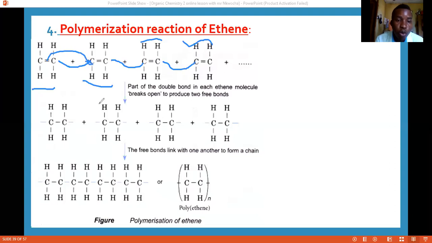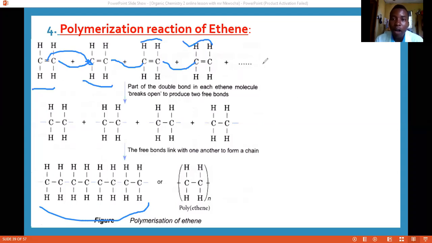So the double bond is broken. That's why you can see here that the double bond is being broken. By the time you see the finished product, it does not contain any double bond anymore, because polymerization has taken place. So we say the free bonds link with one another to form a chain. Okay.